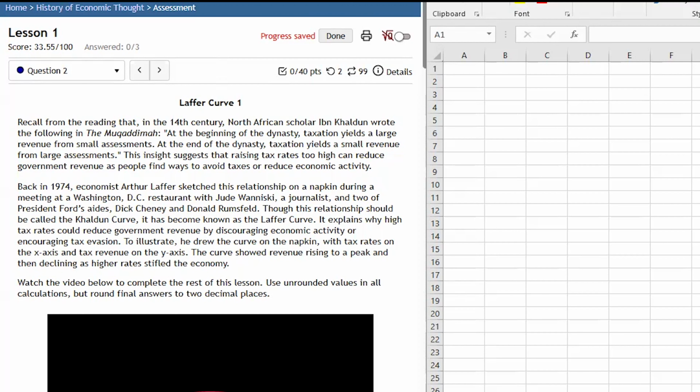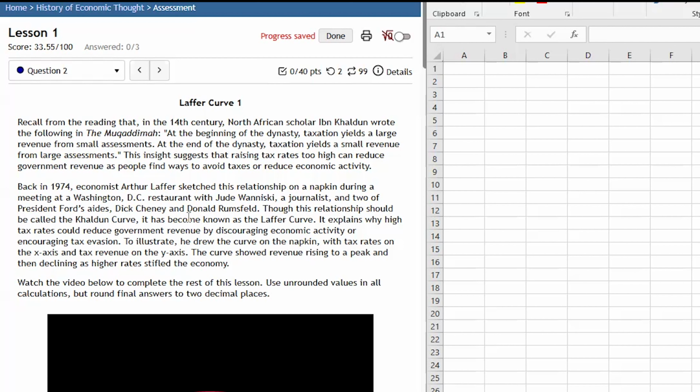Recall from the reading that in the 14th century, North African scholar Ibn Khaldun wrote the following in the Muqaddimah. At the beginning of the dynasty, taxation yields a large revenue from small assessments. At the end of the dynasty, taxation yields a small revenue from large assessments.